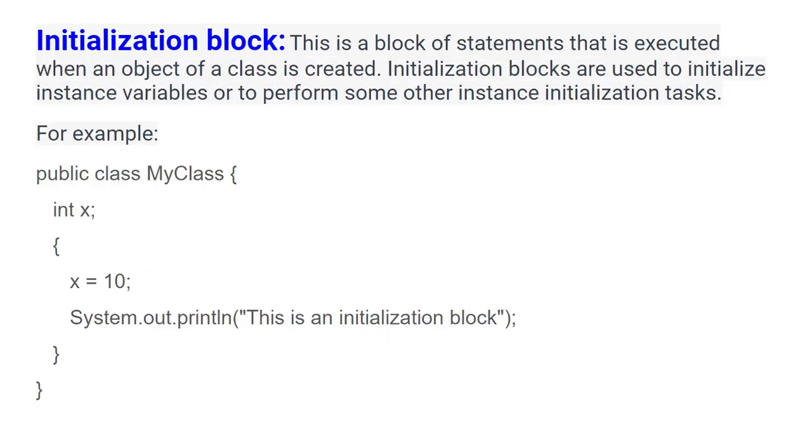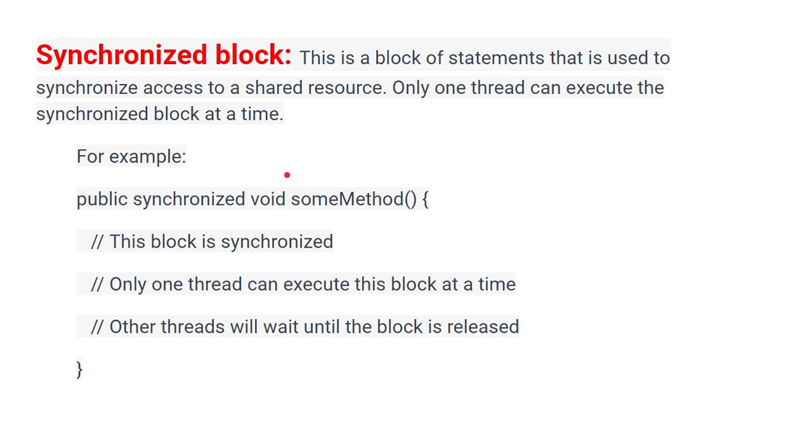So this is the initialization block and this is the synchronization block. What is the synchronization block? When we talk about multithreading, at that time we can discuss the synchronized keyword and how we can use it to create a block. But basically, this is a block of statements that is used to synchronize access to shared resources. Shared resources means we have one resource, one data type, one object, and multiple threads are trying to access that particular resource.